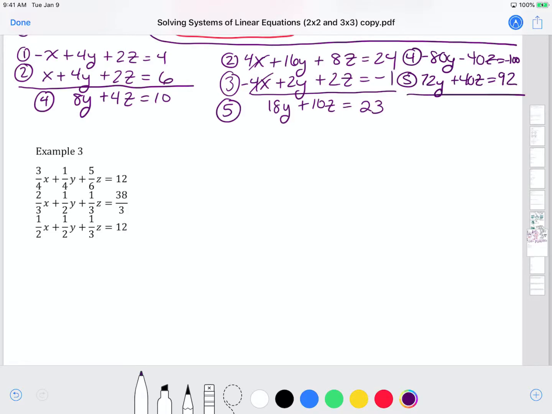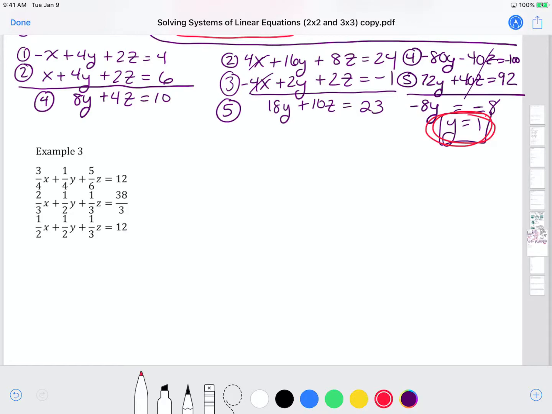So I have a negative 80, and I'm adding a 72. That's going to give me a negative 8y. The z's disappear, and then I get negative 100 and a positive 92. That gives me a negative 8. So y is going to be 1. So now I need to start back substituting to find my other values. So I'll take y as 1 and plug it into either 4 or 5. It doesn't matter which one. And that way I can find z if I plug it into 4 or 5.